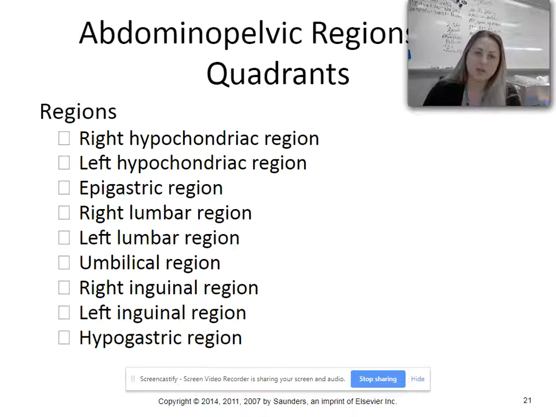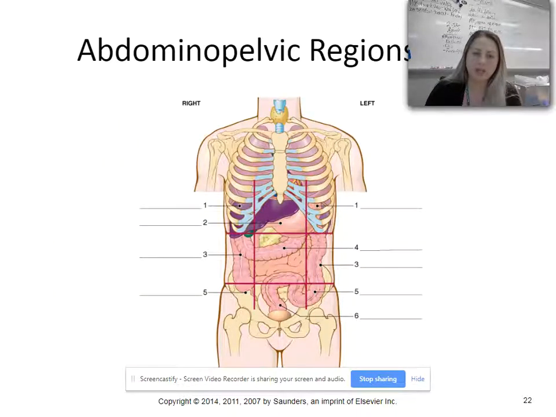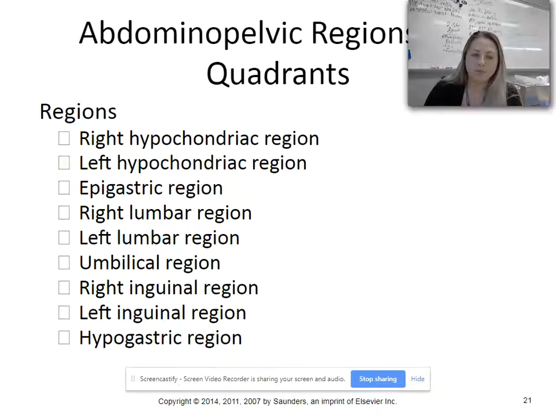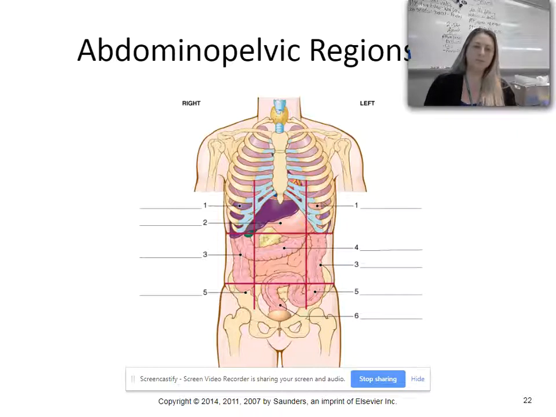All right. These are the abdominal pelvic regions. So remember how we could split it into 9 different regions? So those, if you remember, the hypochondriac are at the top. Then on the sides you have the lumbar region, and then at the bottom you have the inguinal or iliac region. And then in the center, at the very top, you have the epigastric, then the umbilical, and then the hypogastric. All right.